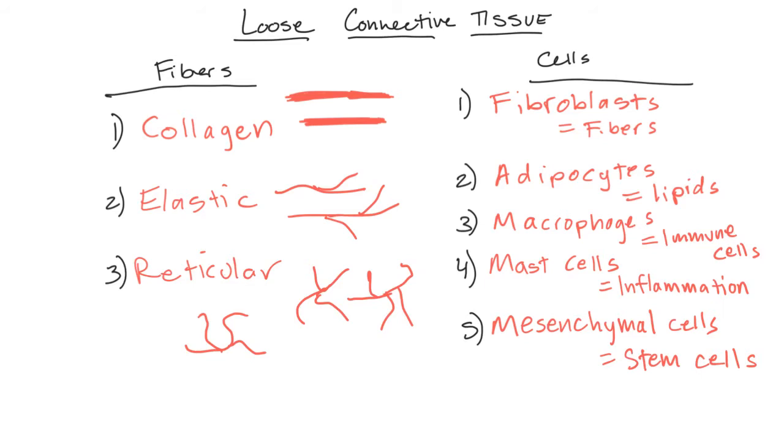Yes? What do you mean by inflammation of mast cells? Are they like an immune cell that rushes out? So they signal for inflammation. You'll see more of them when inflammation is present. You could say they're an immune cell, but they're specifically for signaling inflammation.